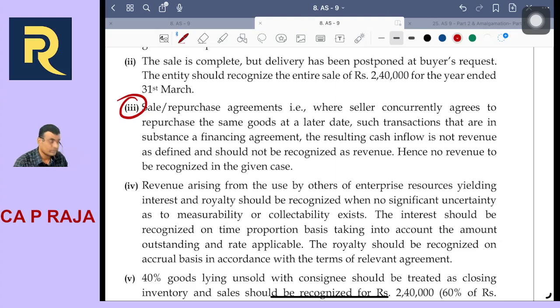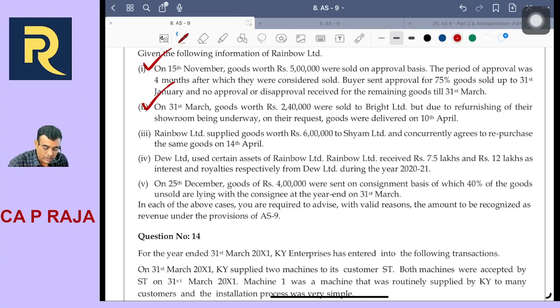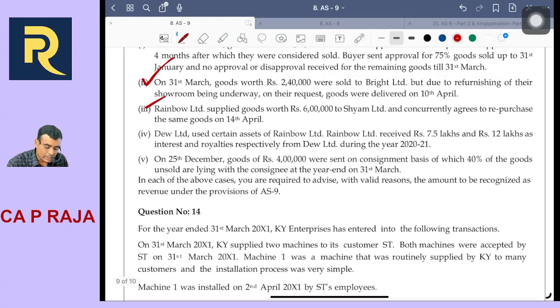Are you all okay with this? Yes or no? அடுத்தது, Rainbow Limited supplied goods 6 lakhs, concurrently agreed to repurchase the same. இதான் முடிச்சுட்டோமா? D Limited used certain assets of Rainbow Limited. Rainbow Limited received 7.5 lakhs and 12 lakhs as interest and royalty respectively from D Limited during 2021. எப்படி புக் பண்ணோம் இன்ட்ரெஸ்ட்டுக்கு? ரிவைஸ் பண்ணுங்கிறது தெளிவாக தெரியுது. Accrual or time basis, royalty as per the agreement. கரெக்டு தானே?